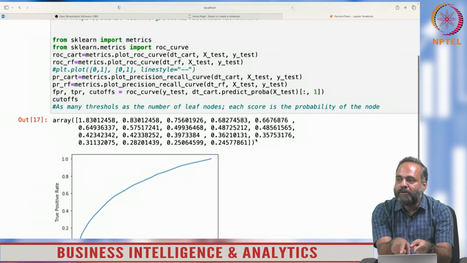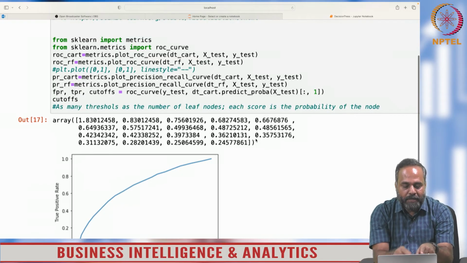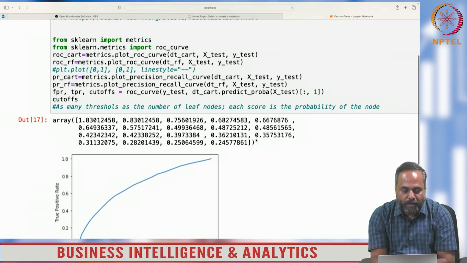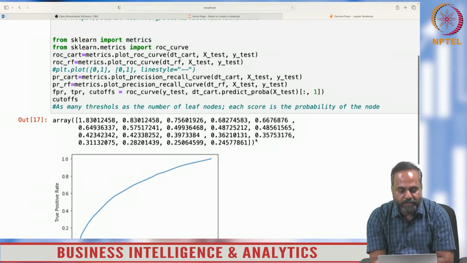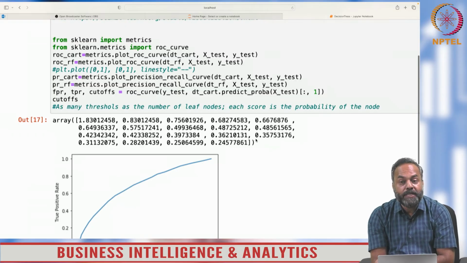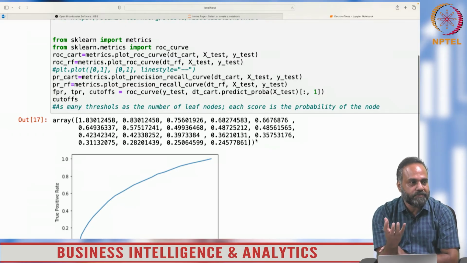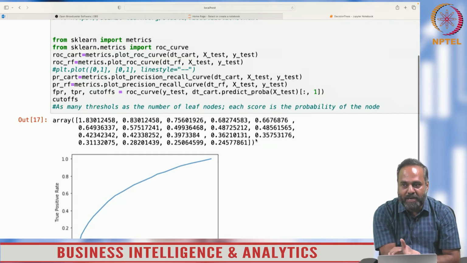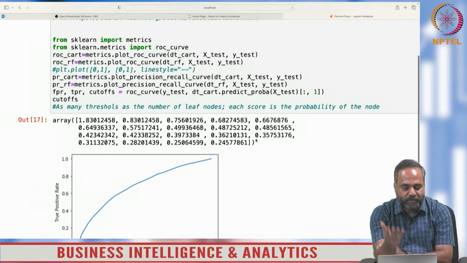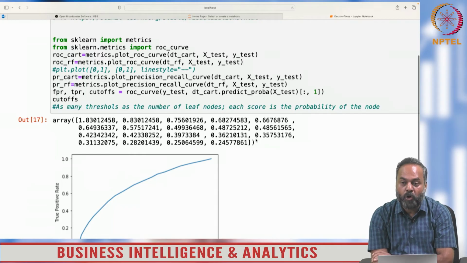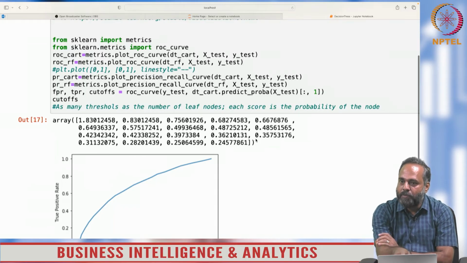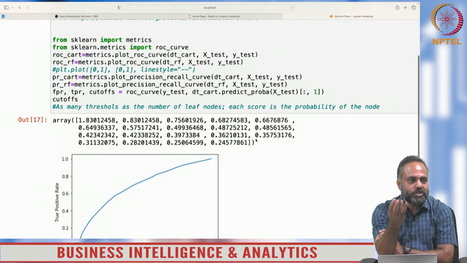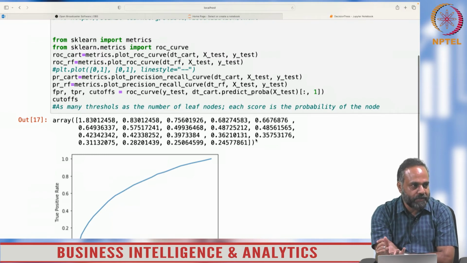Now in this particular cutoffs vector, what you get is the probabilities of different leaf nodes. If you go and calculate the probability of each node, you will find that they are the probabilities of the leaf nodes. That is being used to construct the ROC curve.